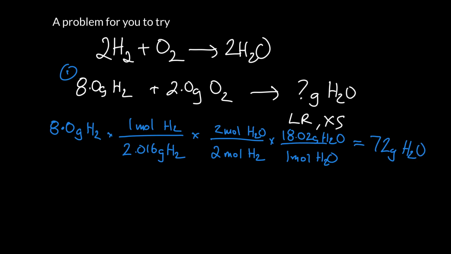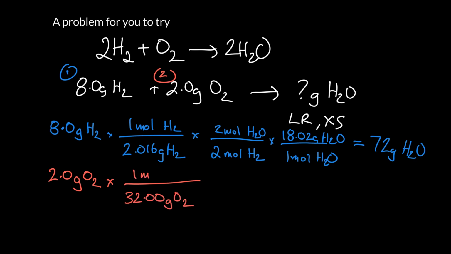And then we do exactly the same thing for the oxygen. So we go ahead and we take the oxygen, and there's 2 grams of oxygen, and we convert it to moles. So 32.00 grams of oxygen in a mole of oxygen. We just add up the weights of 2 O's. And then we go ahead and we notice that in our balanced equation, 1 oxygen makes 2 waters. So we can write 1 mole of O2 on the bottom and 2 moles of water on the top.